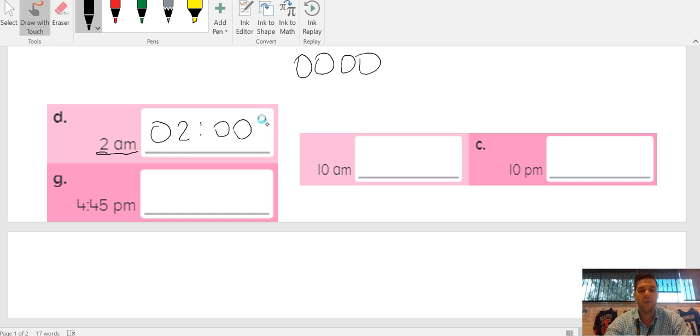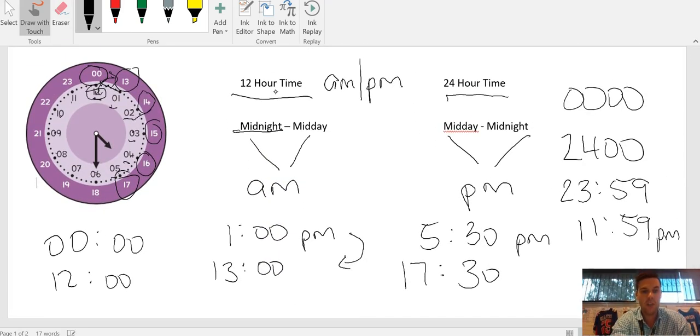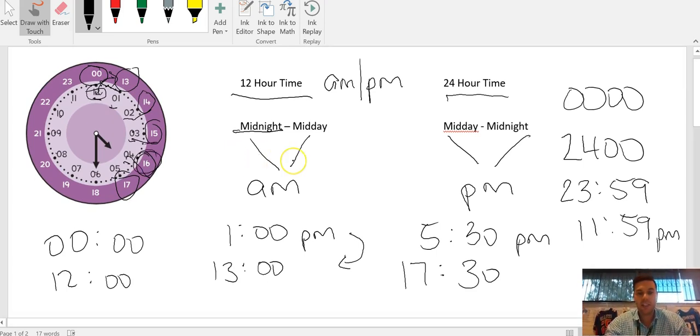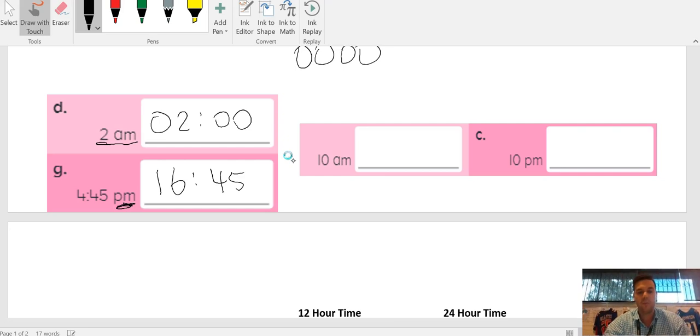Alrighty, 4:45 p.m. Let's look at this one now. Okay, so we're in the afternoon because p.m. represents the afternoon. So we've passed midday, so there's already been 12 hours. 1 o'clock, which is the same as 13. 2 o'clock, which is the same as 14. 3 o'clock, 15. 4 o'clock is 16. It's the 16th hour of the day. So 4:45 would be the same as 16:45. Perfect.